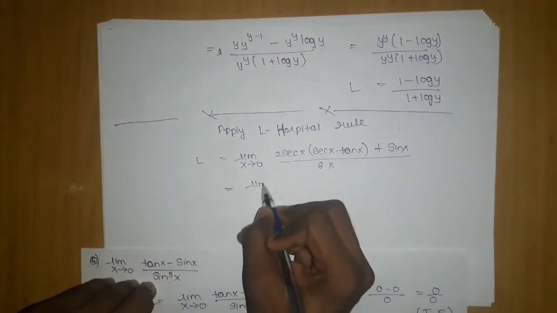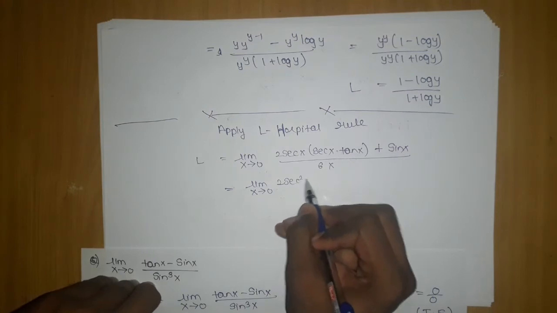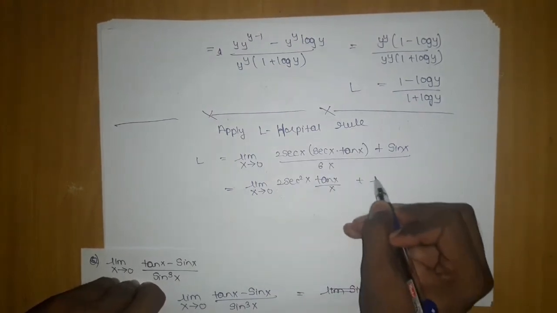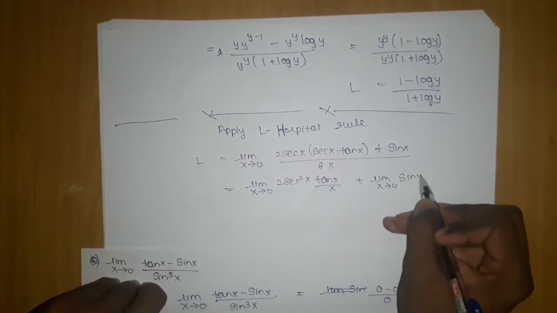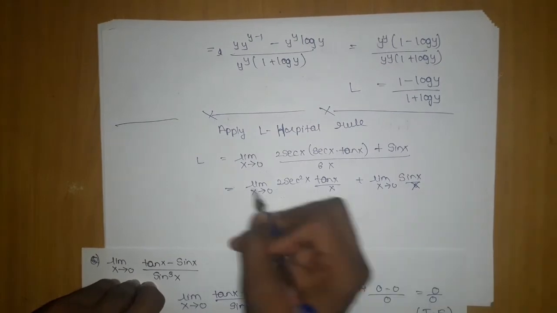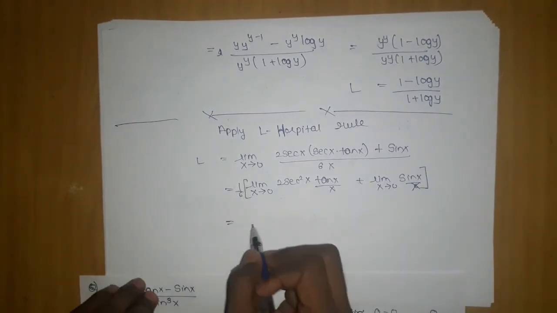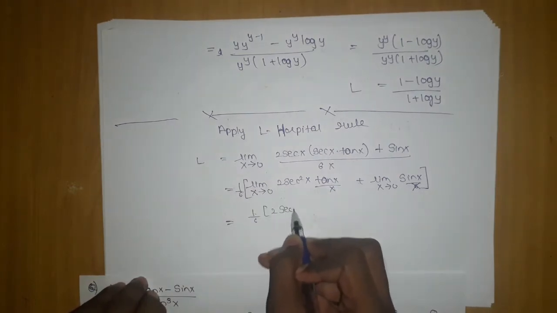So here you have to break the things: sec square x, tan x by x, and sin x by x. Here 1 by 6 will be there, keep it separately. The final answer you are getting is 1 by 6 times sec square x.